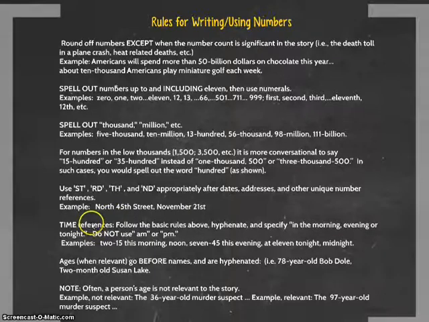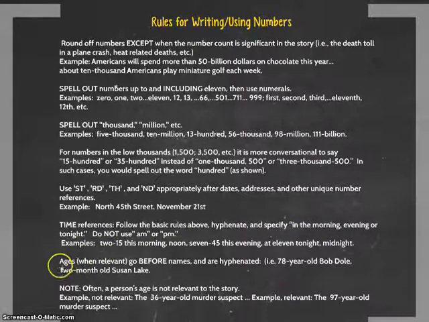Okay, when referring to time, you should really follow all the basic rules above in writing out the words, hyphenating, and you should also specify in the morning, evening, or tonight. You are not allowed to use AM or PM on the air. So you would write it like this, 2:15 this morning, not 2:15 AM. You can write noon, 7:45 this evening, 11 tonight, and midnight is how you would say them.